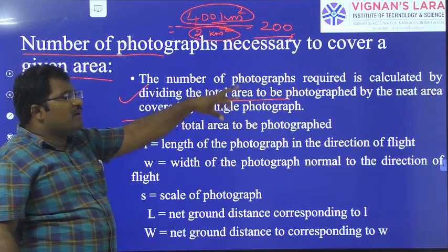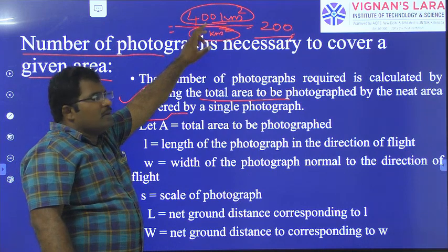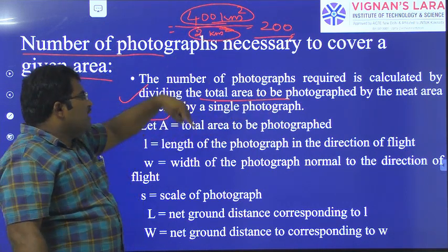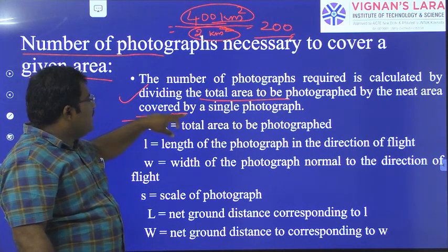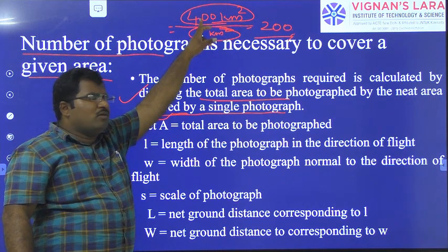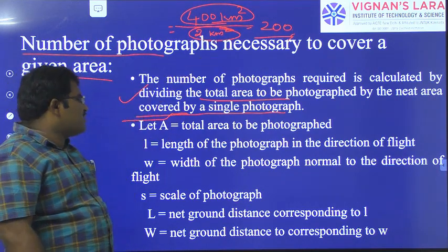So that is the thing. The number of photographs required is calculated by dividing the total area, 400 km square for example, to be photographed by the net area covered by a single photograph. The single photograph covers 2 km square. In total I need to cover 400 km square. That's why 200 is the number of photographs required.